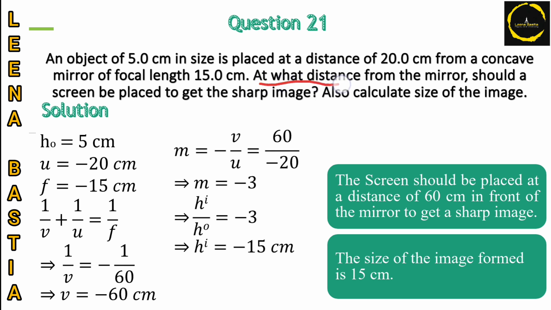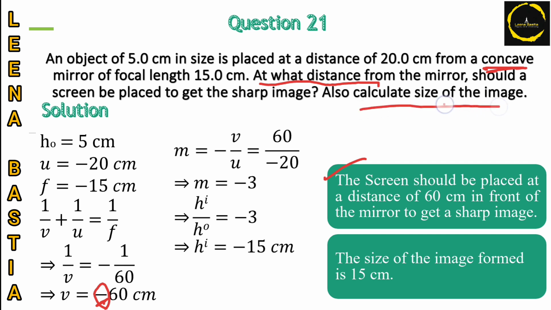First is, at what distance should the screen be placed? The screen should be placed at a distance of 60 centimeter in front of the mirror. Here it is a negative sign, so this image has to be a real one, right? It has to be in front of the mirror, because we know in case of concave mirror the image is always real when it is in front of the mirror. That is the reason V's value is showing negative here. Earlier I told it is virtual. No, negative means it is the real image.